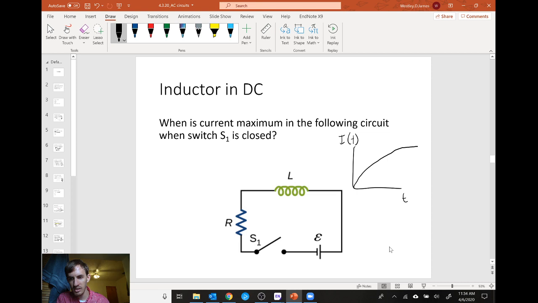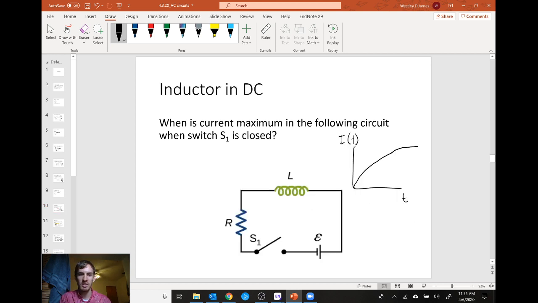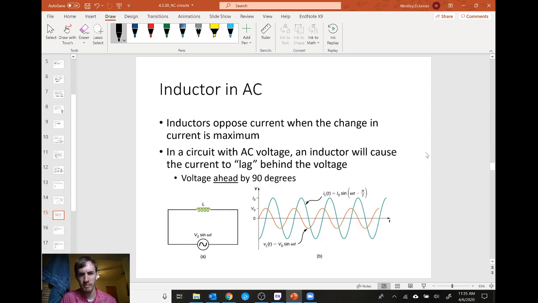So this is in contrast to the capacitor. If we see a capacitor, it starts at maximum and decreases. When we look at the inductor, it starts at minimum and increases to the maximum. So remember, inductors and capacitors are kind of inverse of each other. They operate backwards to each other, or opposite to each other.